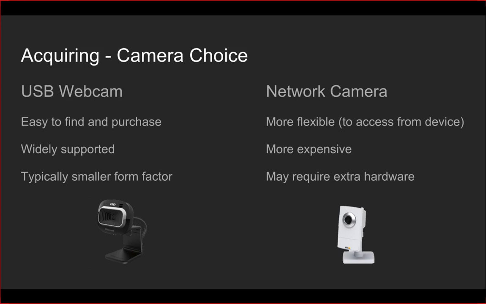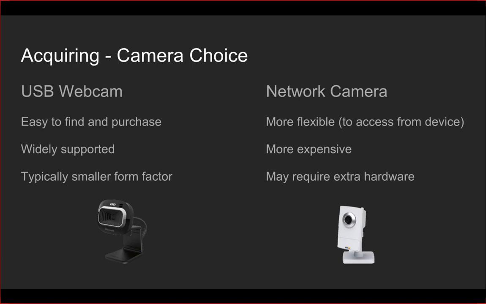First, you have the camera choice. The two most common forms are the USB webcam and the network camera. Unless something's changed, I believe both of these come in your kit of parts every year, or at least in your rookie kit. And they each have their own drawbacks and advantages.